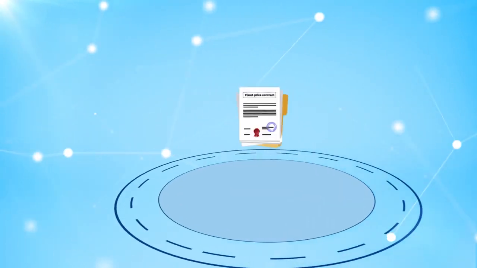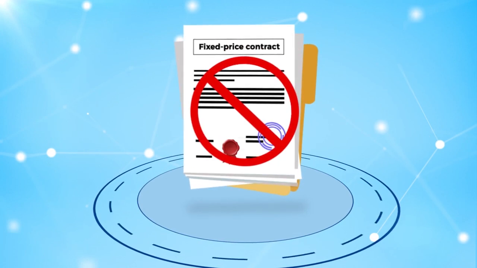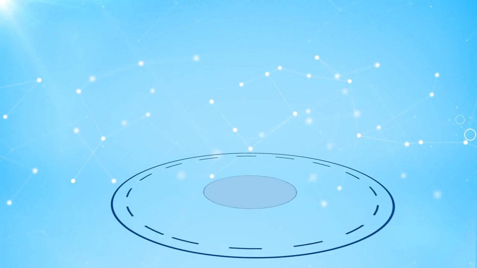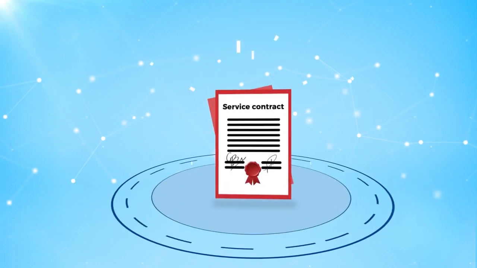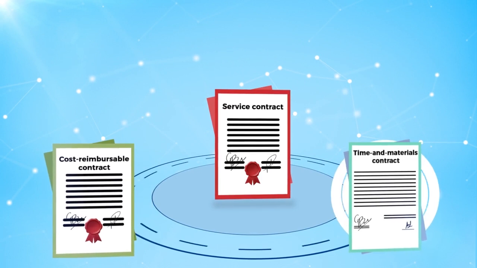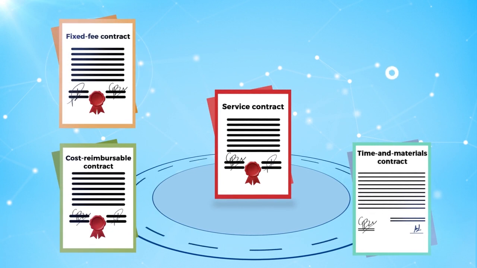In summary, while regular fixed-price contracts are not suitable for Agile projects, many other types of contracts are. They include service contracts, the series of fixed-price contracts, cost reimbursable or time and materials contracts, not-to-exceed with fixed-fee contracts, and incentive contracts.